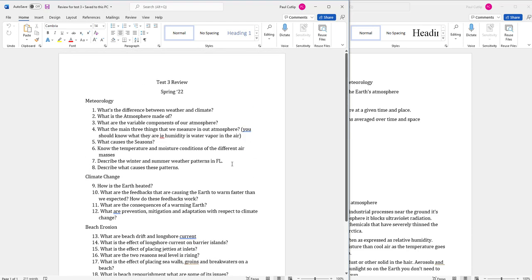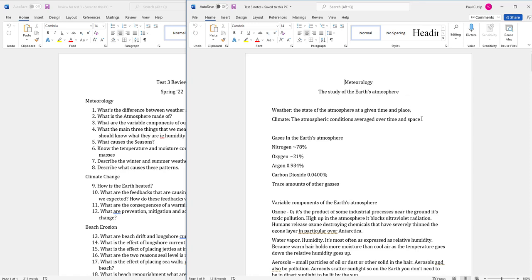Okay, so meteorology. First of all, what's the difference between weather and climate? Weather is the state of the atmosphere at a given time and place. Climate are those same conditions, but now averaged, right? And so, weather is just, it's hot outside. Climate is an average of the temperatures over time so that we can see how those averages change.